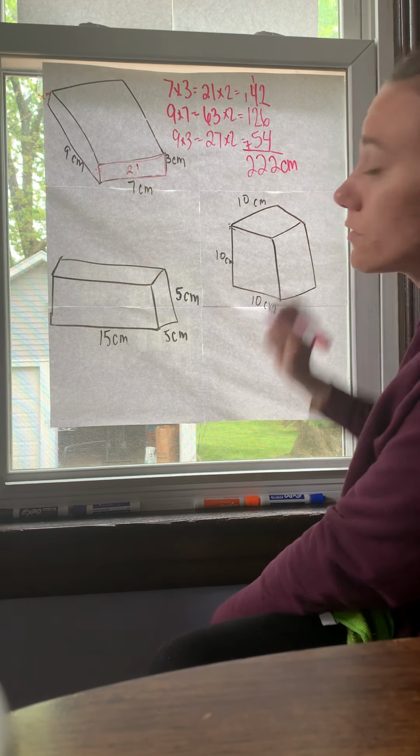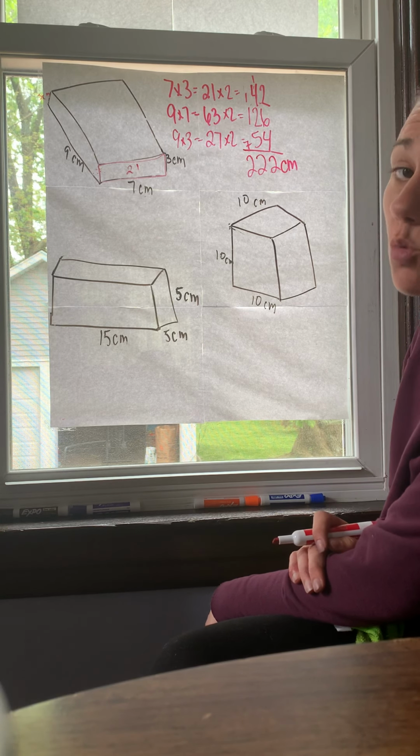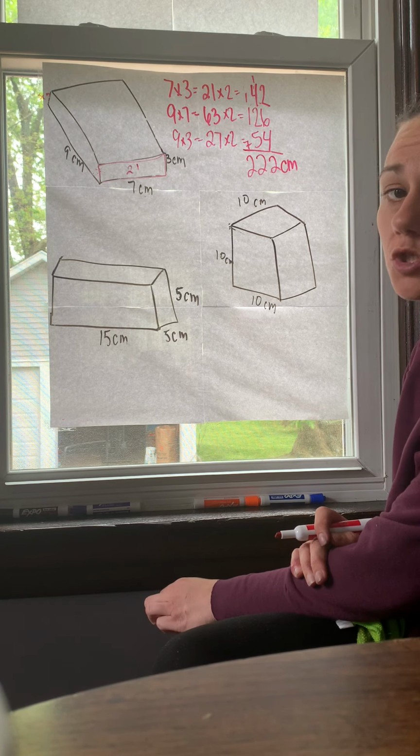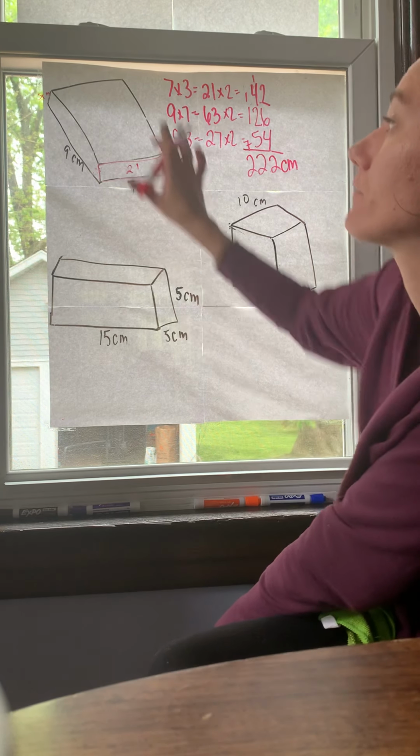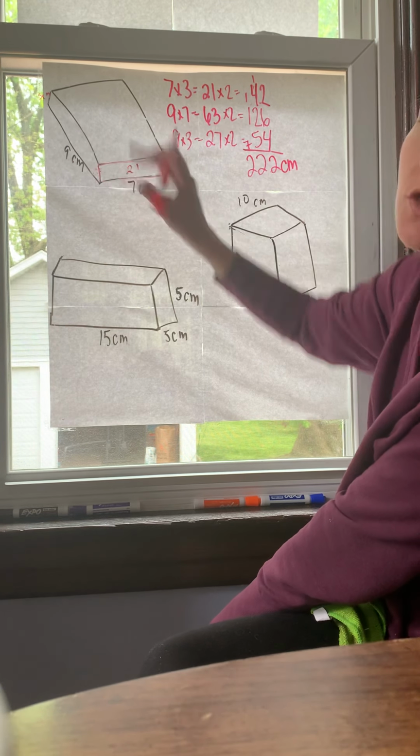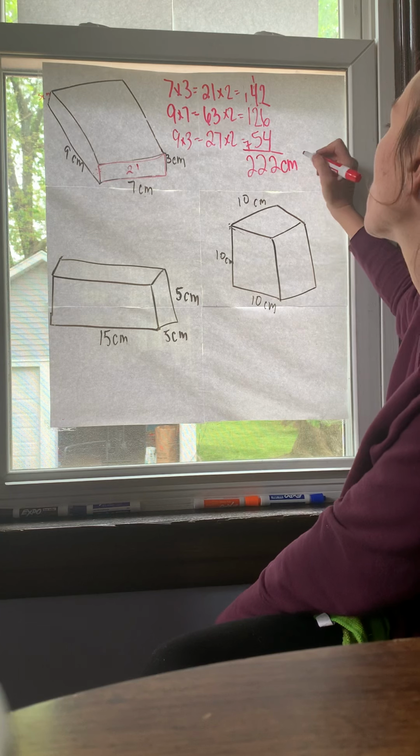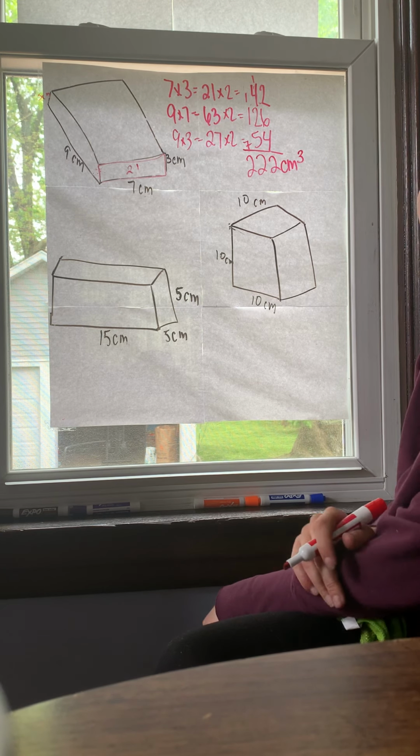Don't forget to label, it's centimeters, and it is no longer squared. It is now cubed because you are finding the surface area. You are finding the area of the entire box, not just a two-dimensional figure. It is now three-dimensional. So you have to put a cubed behind it.